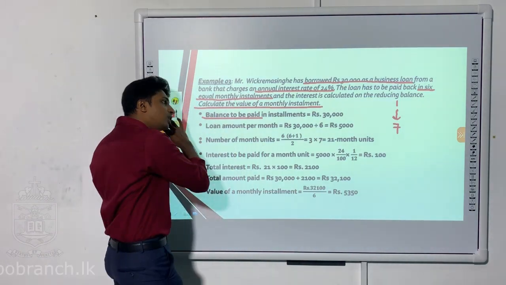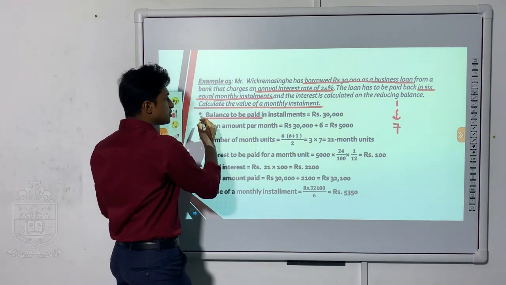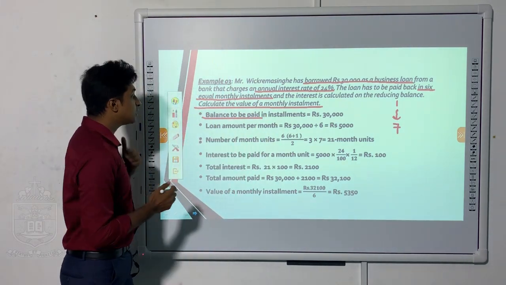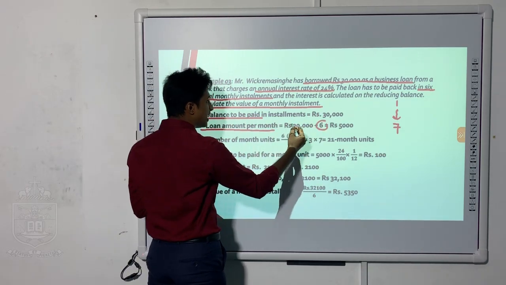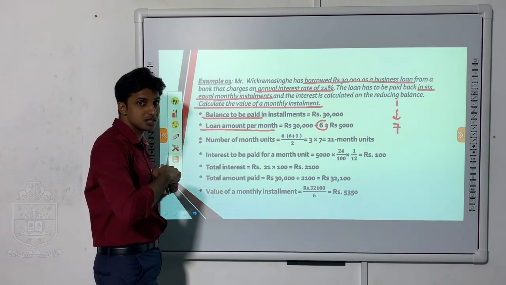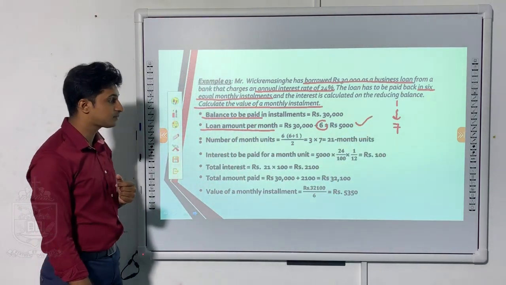So here the total balance is 30,000. I borrowed 30,000, so I have to pay you 30,000. So the balance is 30,000. Then the loan amount per month is going to be 30,000 divided by 6. That is the balance divided by number of monthly installments. So I have the loan amount per month as rupees 5,000.